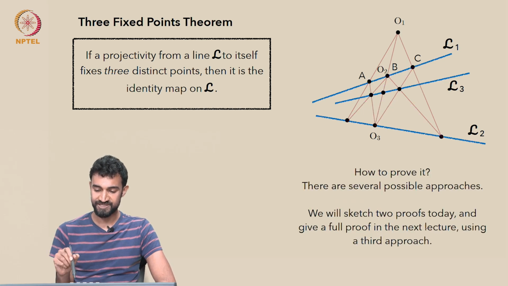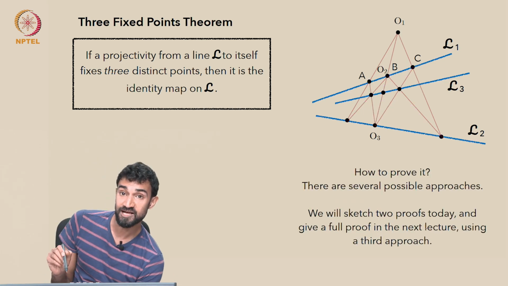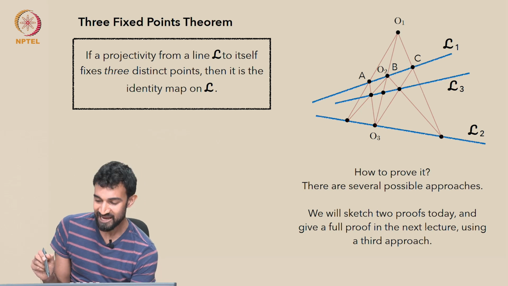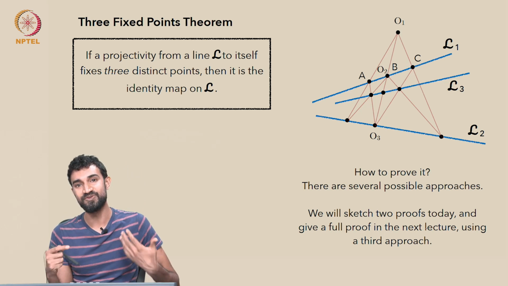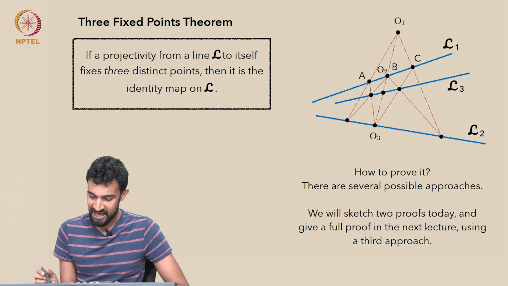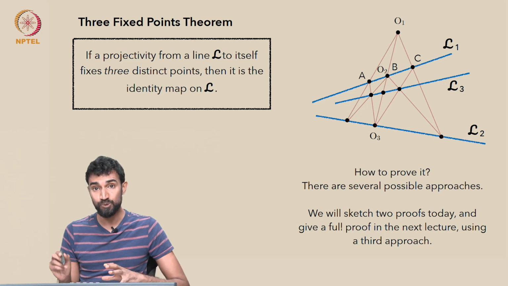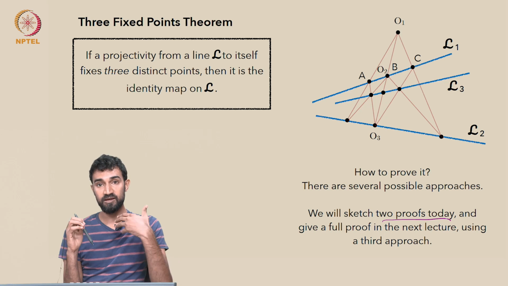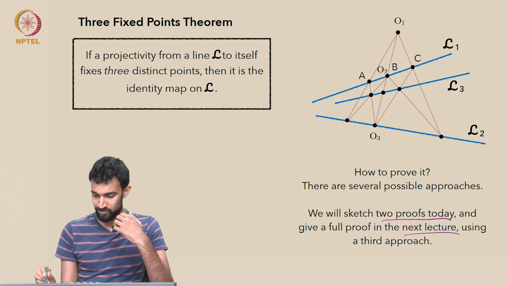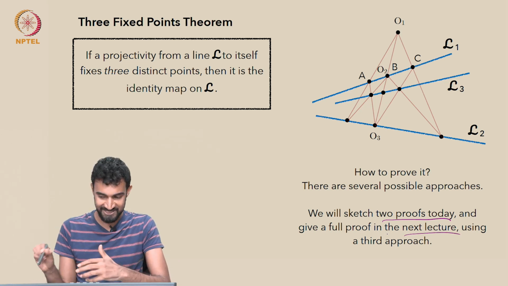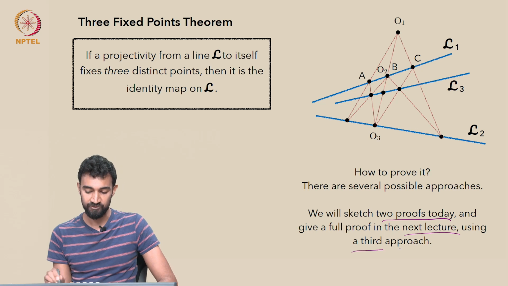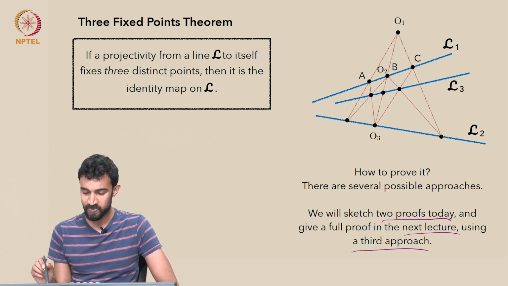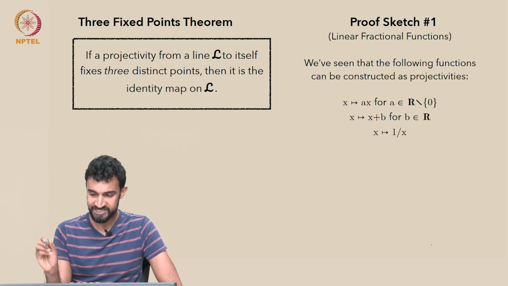So how do we prove this? There's actually several possible approaches. There's many different proofs. And this turns out to be a very crucial result. So there's many ways of approaching it. And we're going to sketch 2 proofs of it right now. And in the upcoming lecture, or actually maybe the next to next lecture, we'll prove it fully using a 3rd approach. So right now, let's give 2 sketches.